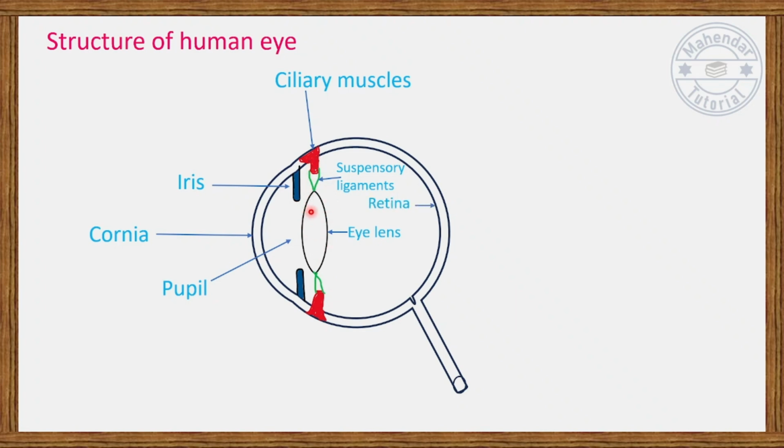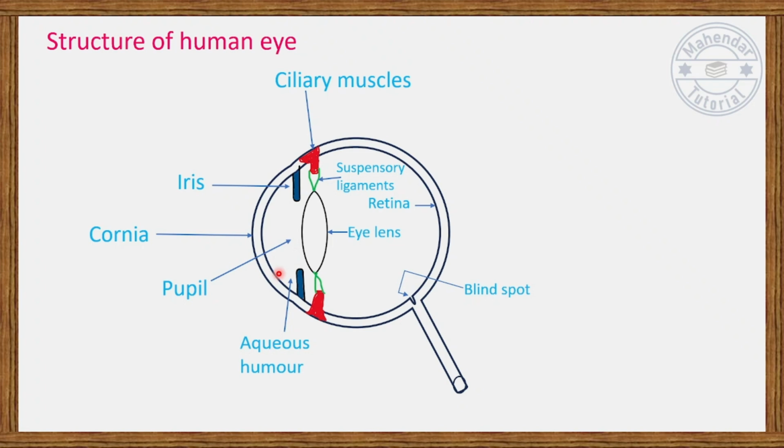Next, after this eye lens, the screen where the image is formed is known as retina, and retina consists of cones and rods. Cones identify the color and rods identify the intensity of the light. The junction where the retina and optic nerve meet is known as the blind spot. It means there are no cones and no rods. This is known as a blind spot.